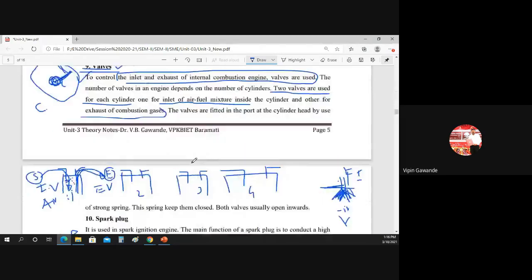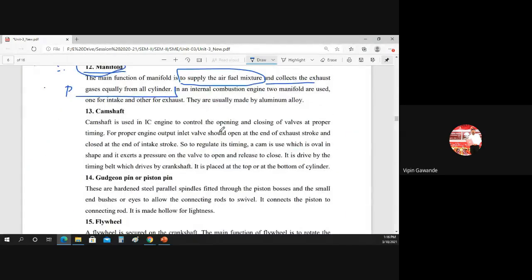These are the passages through which the air fuel mixture enters and exhaust gases are removed. So this is the type of passage. Here the air fuel mixture is entering, so this is called the intake manifold. Then exhaust gases are removed from this one, so this is called the exhaust manifold. And this is made up of what?